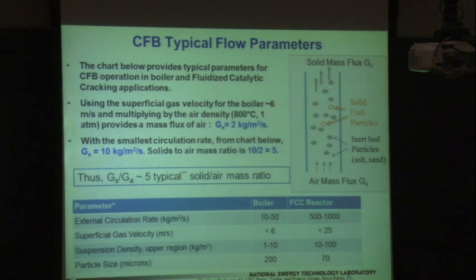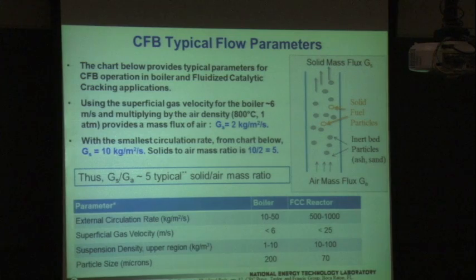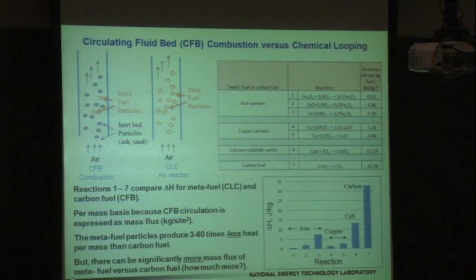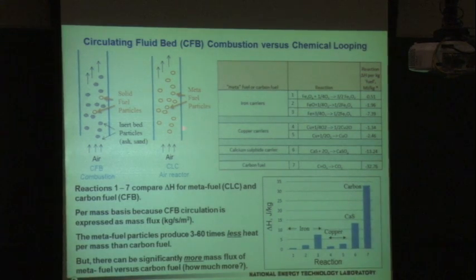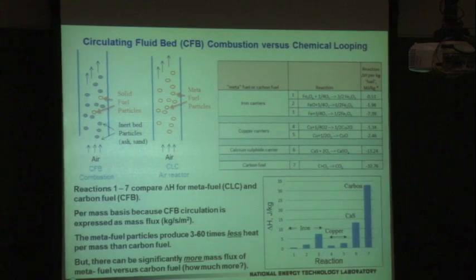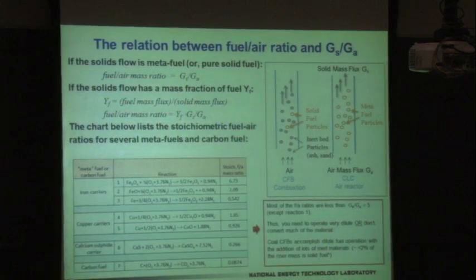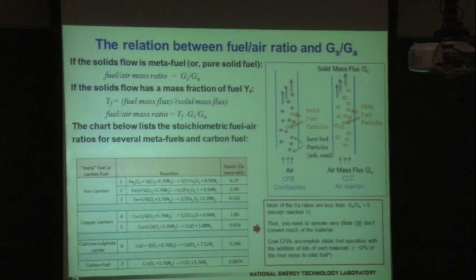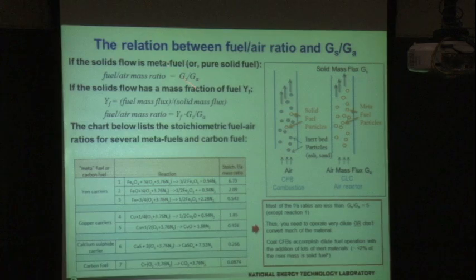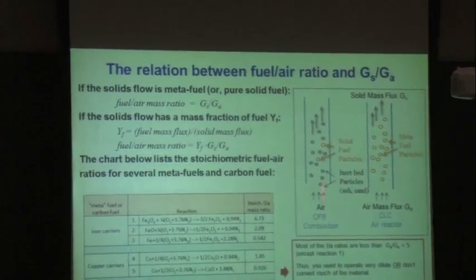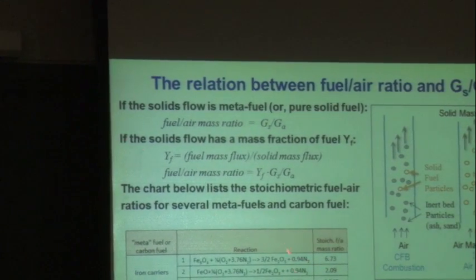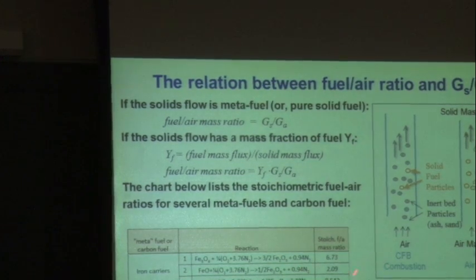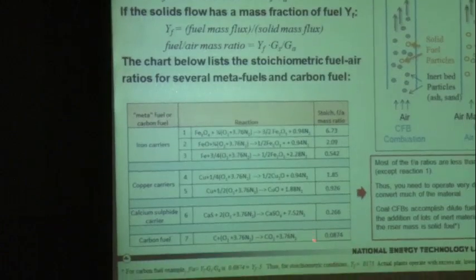So what happens if I want to build not a CFB, but a chemical looping system? Again, remember, with chemical looping, I haven't necessarily put any inerts in there, so I just have all of my metal oxide particles flying up that reactor. So let's see what I get here. Here's the relation between these two. Here's the solids to air mass flow rate again, and then here's the stoichiometric fuel, which now we're saying includes a metal fuel, to air. So this is the fuel-air ratio for these different metal fuels as well as carbon.